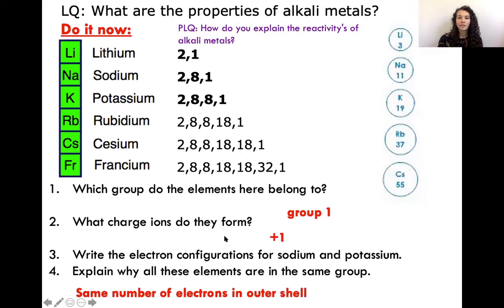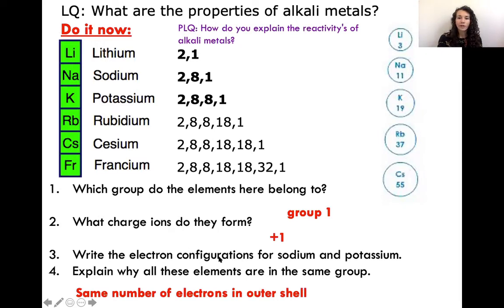What charged ions do they form? Because they've got one electron in their outer shell, when they react, remember when an atom reacts, it wants to gain a full outer shell. So the easiest way for group 1 metals to do that is by losing an electron. So if you lose an electron, you're losing a negative charge, so the atom will become positive. So that's why the charge that they form is +1, because they lose that one electron from their outer shell when they react.